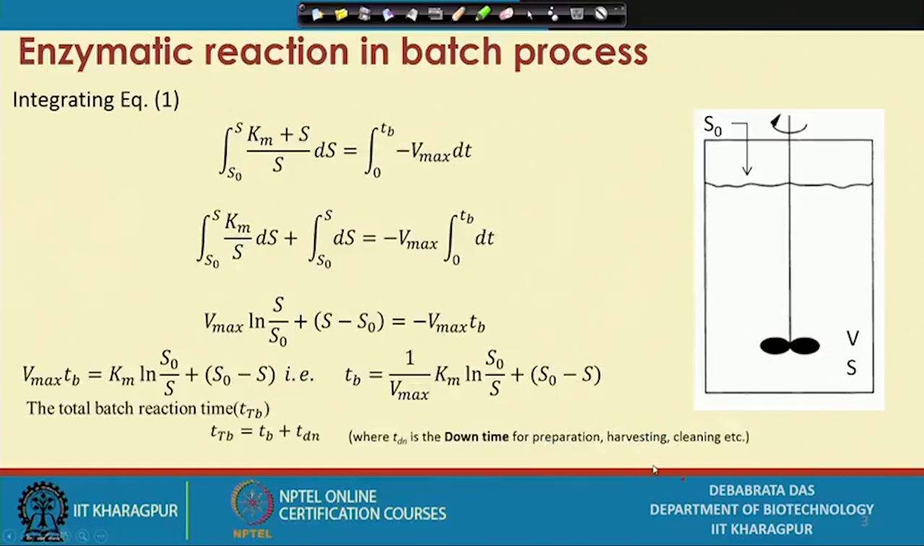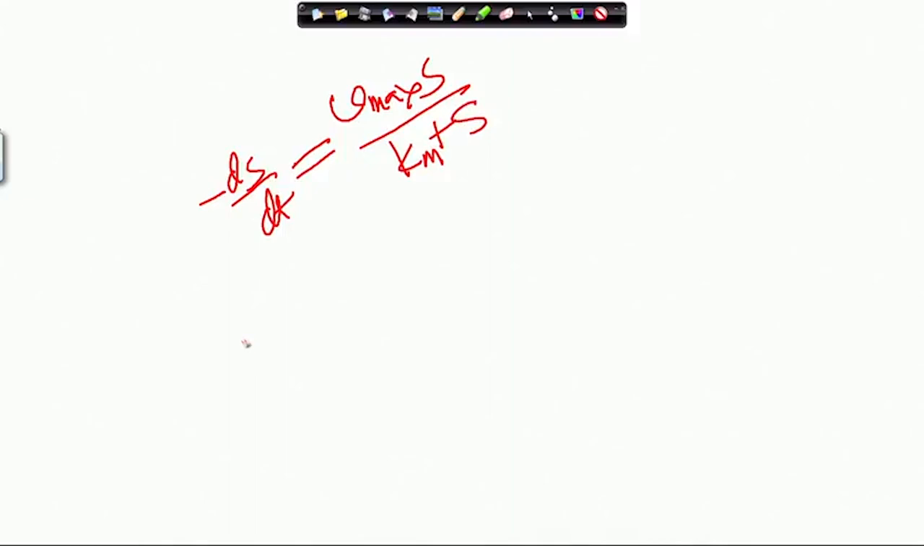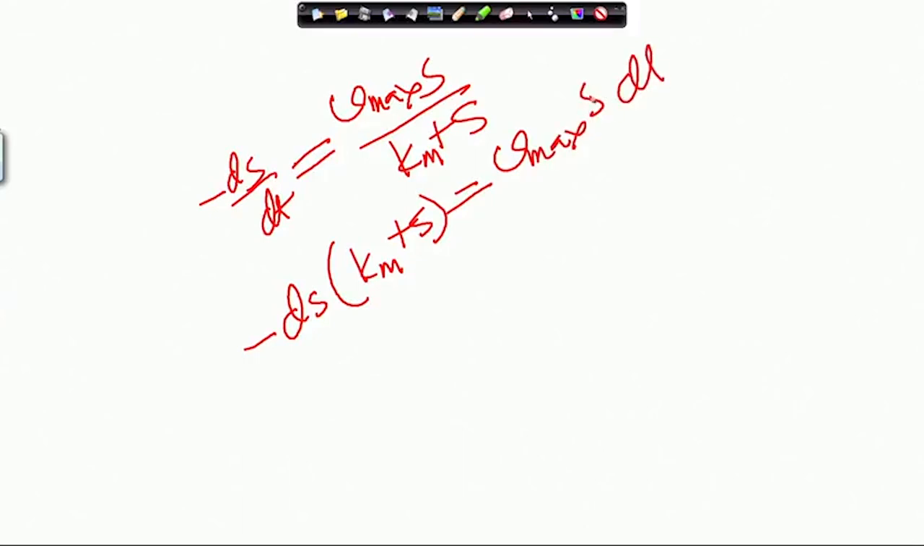Now, when we do the analysis of this equation, I can show you that it is like this. Now, what we have? We have minus dS by dt. This will be equal to the Michaelis-Menten equation, velocity of reaction, Vmax S by Km plus S. Am I right? Now what I can do, I can take dS times Km plus S, and I can write Vmax S into dt. Now S I can bring this side, and this is dt.